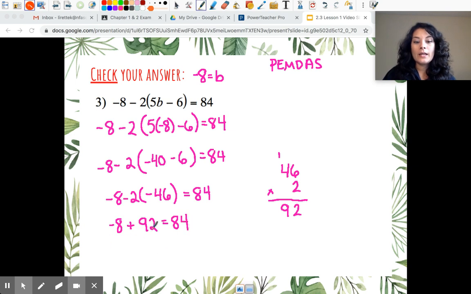And my last step is to combine these 2 constants by either adding or subtracting them. Their signs are different, so I'm going to subtract. So I'm going to pretend they're both positives. Bigger number goes on top of the smaller. I borrow from the 9 to make this an 8, which makes the 2 a 12. 8, 9, 10, 11, 12. So 4 is my difference. 8 minus nothing is just 8. So I'm getting an 84. And I should leave it a positive because the 92 looks bigger. So I'm getting the correct answer because it matches on both sides.